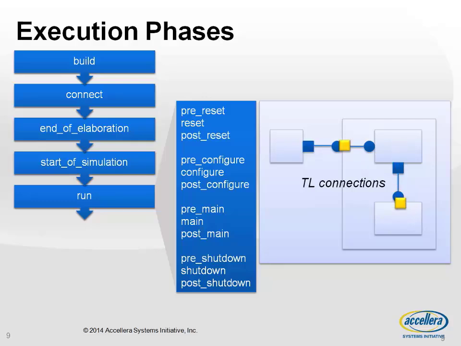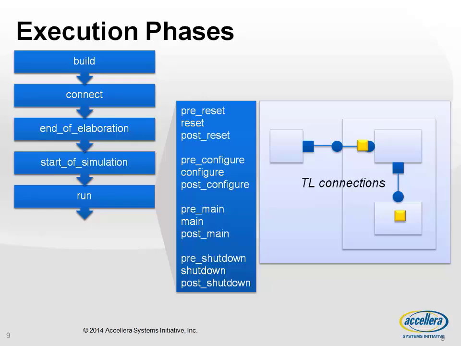So you can see the picture on the right has sprung into life, and we've got these yellow transactions being generated and passing between components. The run phase is further subdivided into 12 predefined subphases, broken down into 4 groups of 3: reset, configure, main, and shutdown. So these are built-in runtime phases, and they're a built-in way of structuring what happens during simulation.